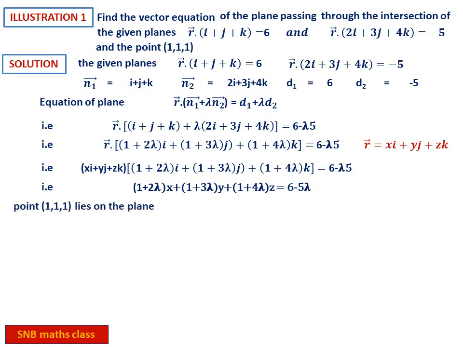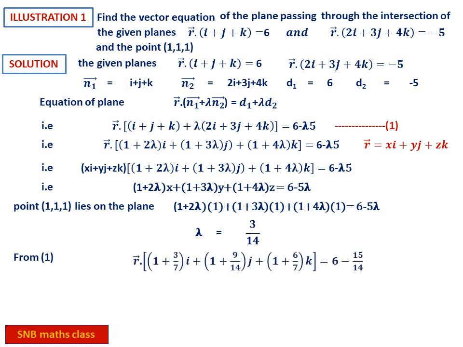Now what is given? See here, the point 1, 1, 1 lies on the plane. Therefore, you have to substitute x equal to 1, y equal to 1 and z equal to 1. Simplify. I have not shown the calculation, you can definitely find it. Lambda will be 3 by 14. So now, lambda you have to substitute.